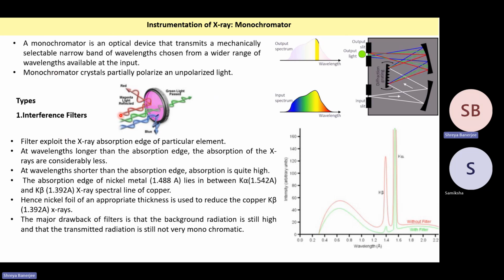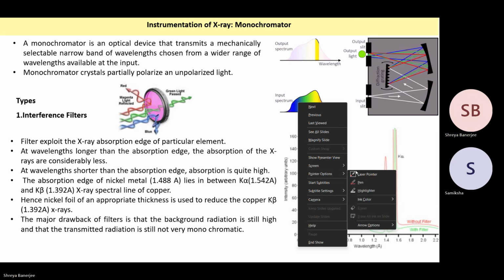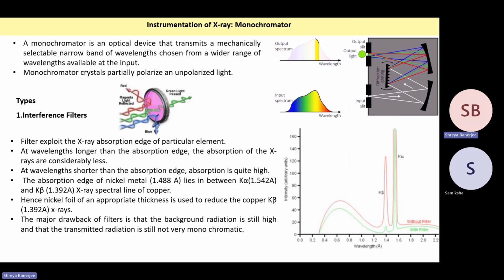And you can have different filters. A monochromator is an optical device that will transmit a mechanically selectable narrow band of wavelengths chosen from a wider range of wavelengths. What we saw in the characteristic and the braking radiation was that you had a broad spectrum of wavelengths, and you only had certain characteristic wavelengths that you want. So using a monochromator, you can select the particular wavelength that you want.